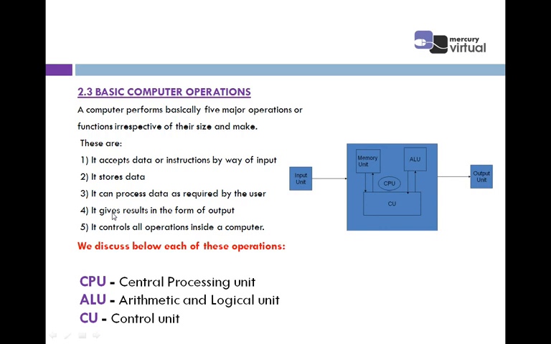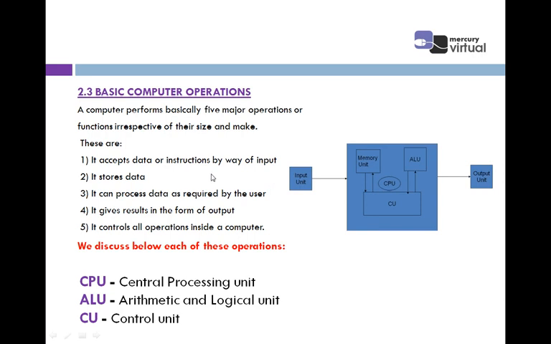As the computer takes the input and does the processing, then it's time to give the result in the form of the output. That is done by the output devices like the monitor screen. The last point is it controls all the operations inside the computer. Means all the controlling is also done by the computer. And this includes all these basic concepts, all these 5 points. Means these 5 points are the basic operations of a computer.